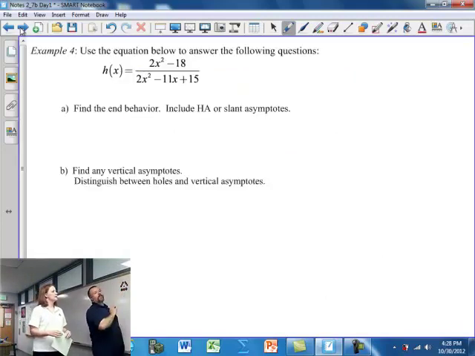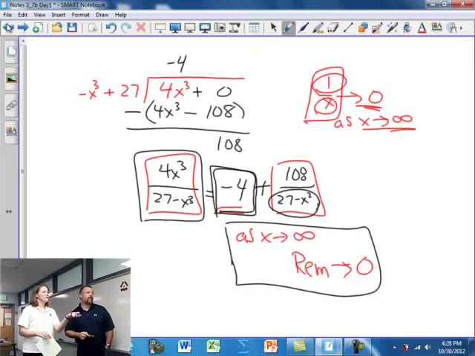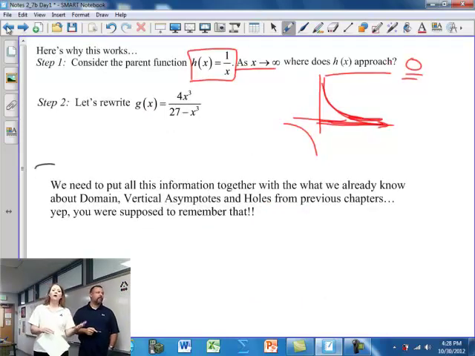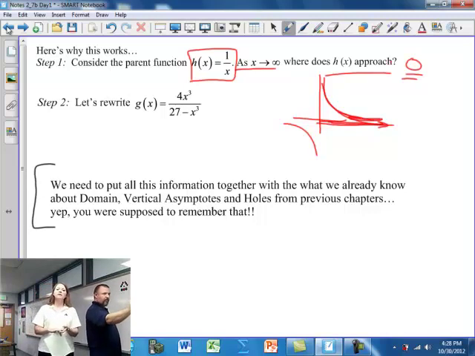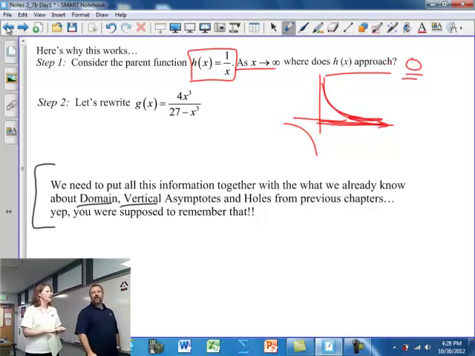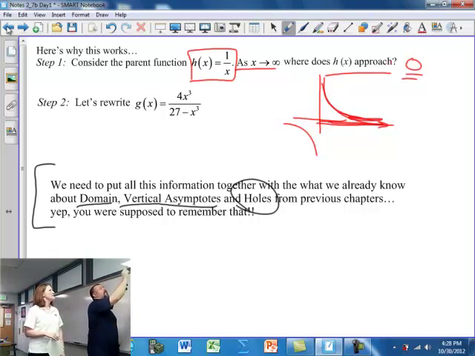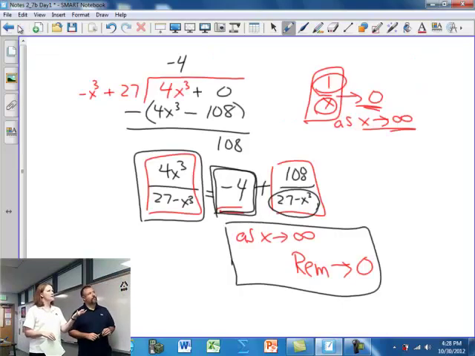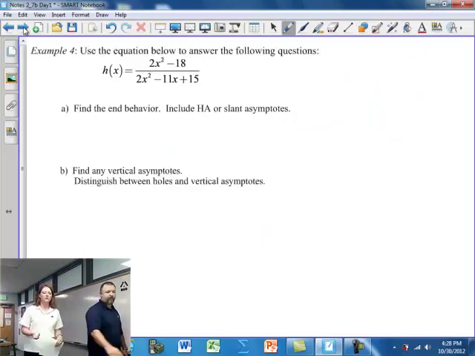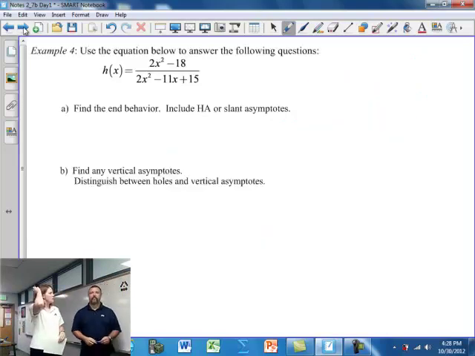Okay. All right. So here's what we're going to do. What we're going to be doing is putting all this together with what we already know about domain, vertical asymptotes, holes, things that we knew from chapter 1. Okay. So we've had some time for that to marinate, I like to call it, and now we're actually going to apply it. Let's do it. Rational functions.